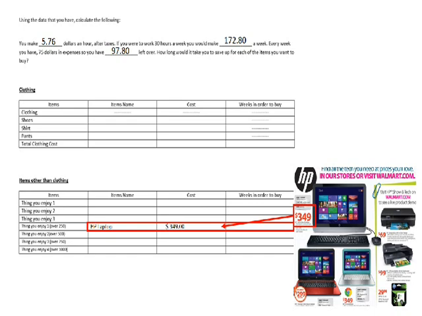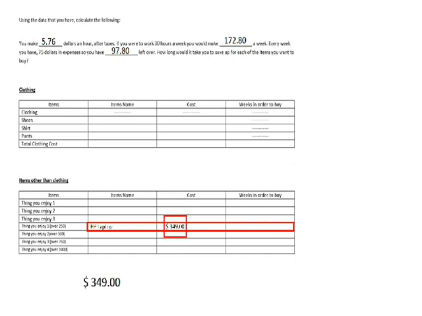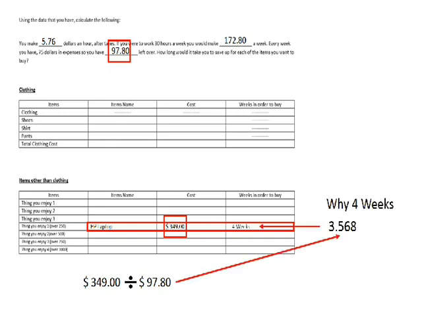And now we go to this next part. We take $349, and then what we have to do is we have to divide that by $97.80, because $97.80 is what we have left to spend after all of our expenses. So if we take $349 and we divide it by $97.80, we're actually going to get 3.568. Well, why did I put 4 weeks as the answer?